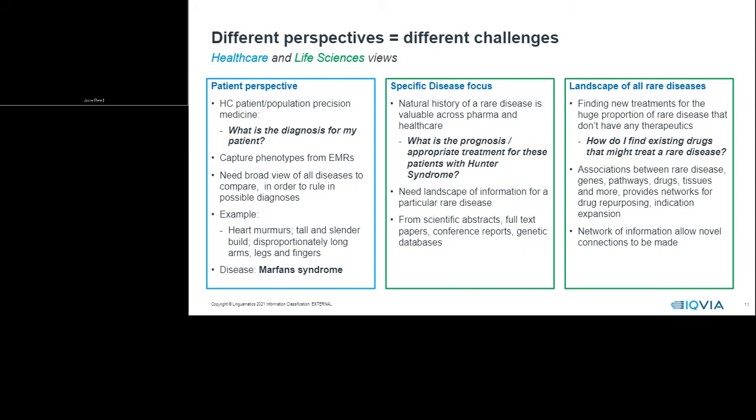And then the box on the right is really taking another step back and looking across the landscape of all rare diseases to help with that drug development, drug discovery pipeline. So here the question is how do I find existing drugs that might treat a rare disease? Obviously, any kind of indication expansion or drug repurposing means you're taking a drug that's already been through clinical trials and repurposing it for those rare diseases, so that really can speed up to fill that gap of unmet need.